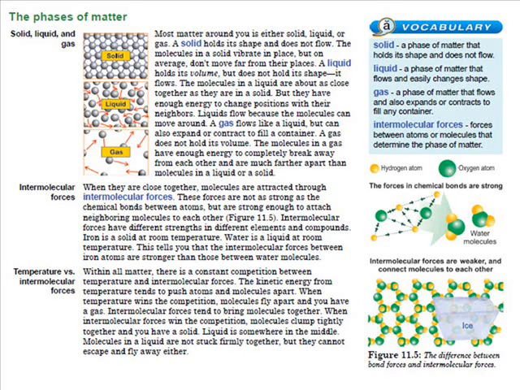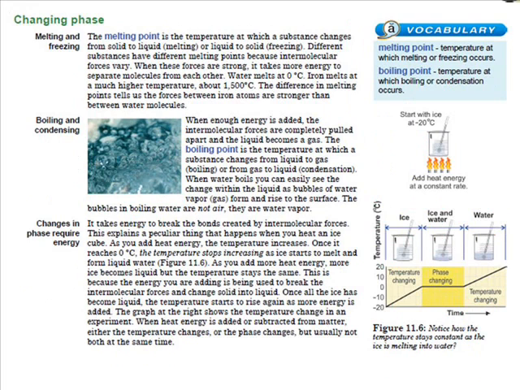The melting point is the temperature at which a substance changes from a solid to a liquid, melting, or liquid to a solid, freezing. Different substances have different melting points because intermolecular forces vary. When these forces are strong, it takes more energy to separate molecules from each other. Water melts at 0 degrees. Iron melts at a much higher temperature, about 1500 degrees C. The difference in melting points tells us the forces between iron atoms are stronger than between water molecules.